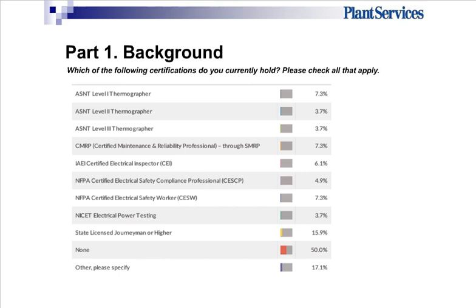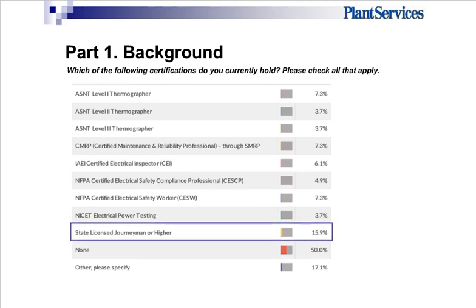Finally, I wanted to point out we asked a question about certifications. We ran through level 1, 2, and 3 thermography. We asked if you had your CMRP. And most of you told us that you were state licensed journeyman or higher, close to 16% to date. And I think what also jumps out is that at this point, half the respondents mentioned that they did not have a certification.